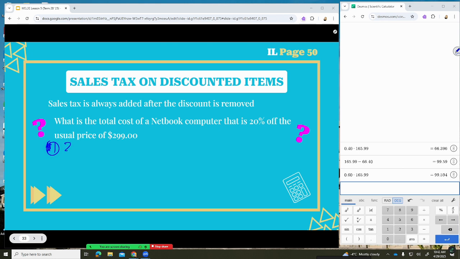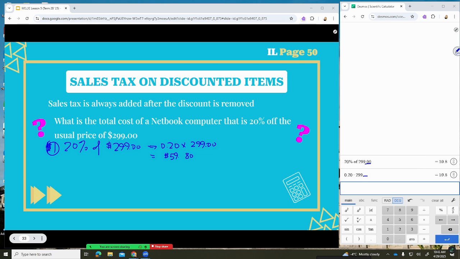We want to know 20% of $299. So we can say 0.20 times $299. What is 20% of $299? Which we can also write as 0.20 times 299. You can either do the decimal 00 or not. It's just a placeholder at that point. You'll see that it comes out to $59.80.